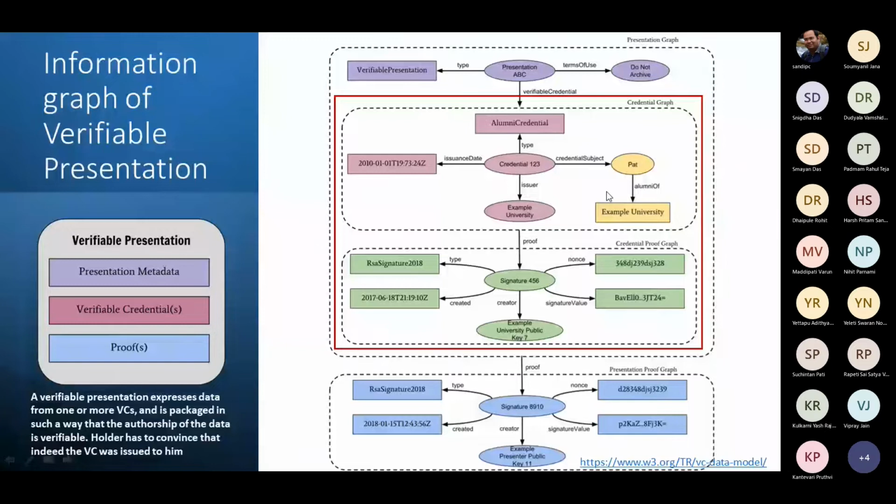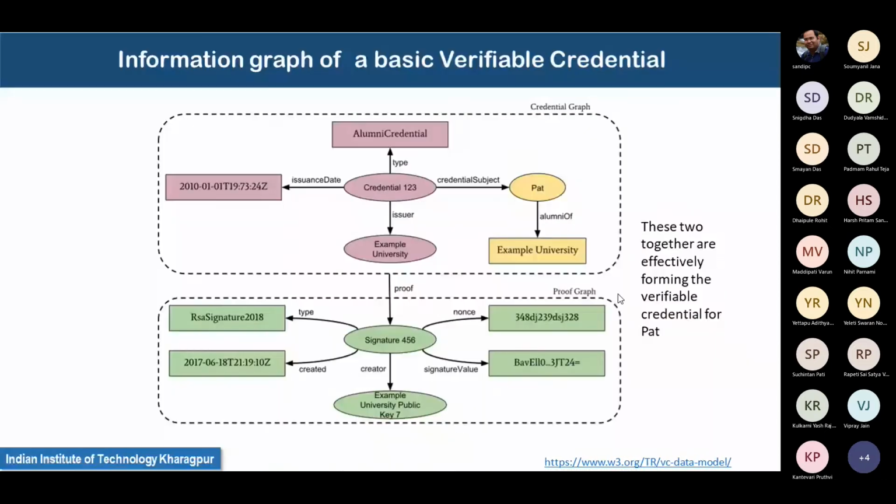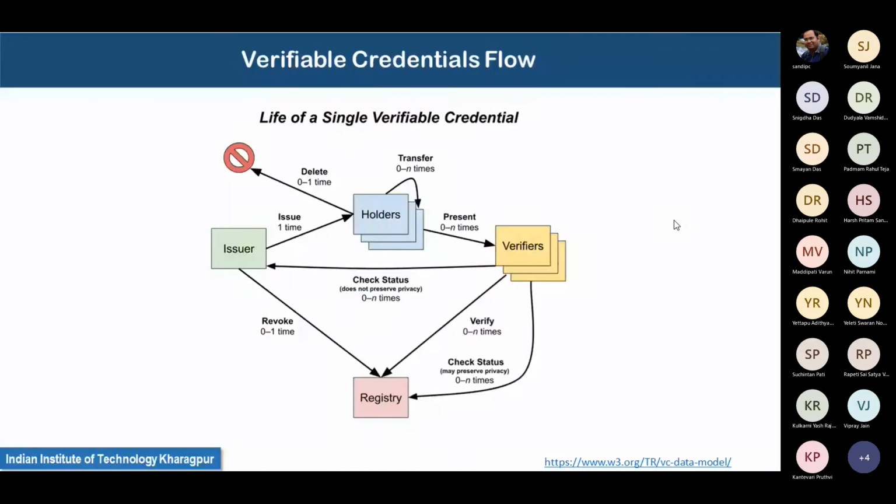And how will the verifier do that? Of course, the verifier will be using this particular proof, where the verifier will use the public key of Example University and be able to check that this credential is matching, that Example University said that indeed Pat was an alumni of Example University. And all of these, Example University and alumni, should be there in the form of the schema in the registry, so that this verification by the verifier can be done by the machine itself.